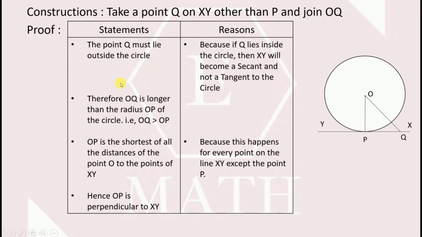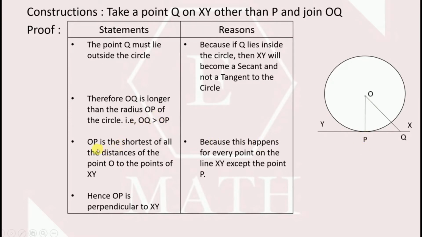Then coming to the next point, therefore OQ is longer than the radius OP of the circle. That is, OQ will be greater than OP. Correct? OQ will always be greater than this line OP. That is the second statement.